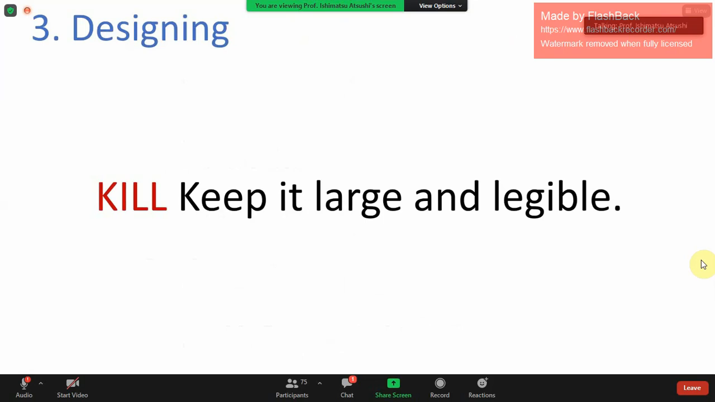Designing. Now we are saying KILL, not KISS. K-I-L-L: Keep it large and legible. Legible means can be read. So this means make your figures, tables, and fonts large, so that even your audience at the back of your presentation room can read and understand well.